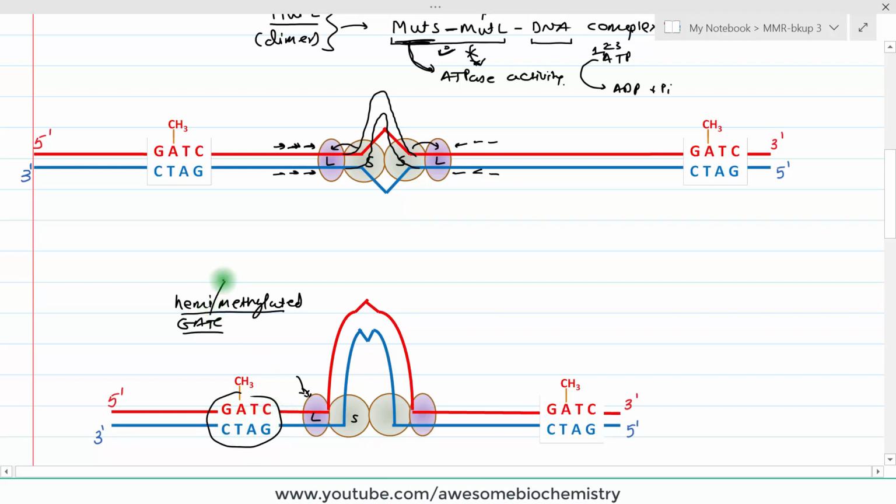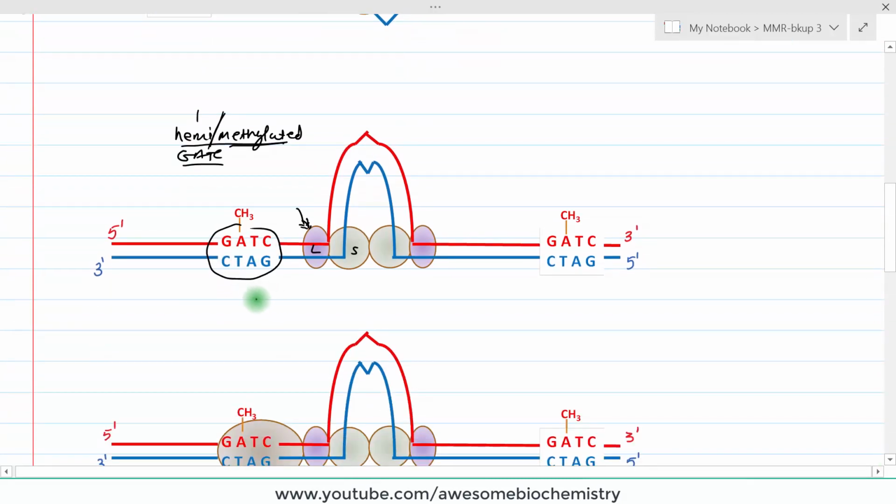What do you mean by hemimethylated? Hemi means half and methylated means the methyl group is there. So this half is methylated, this half is not methylated as it is of the daughter strand. So once this target is achieved, when this MutL complex is nearer to this hemimethylated GATC, it recruits one more protein, that is MutH. MutH protein is recruited, and remember, MutH protein is in monomeric fashion. It is a monomer. There are no two subunits.